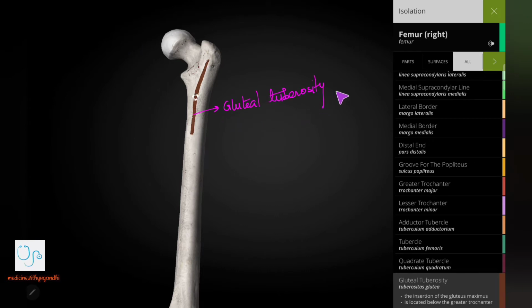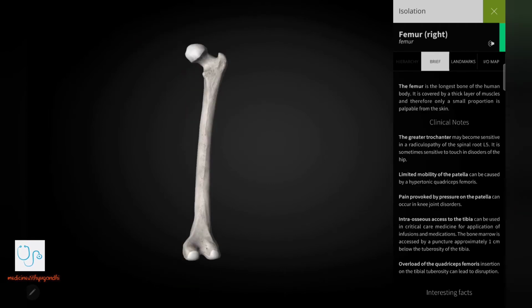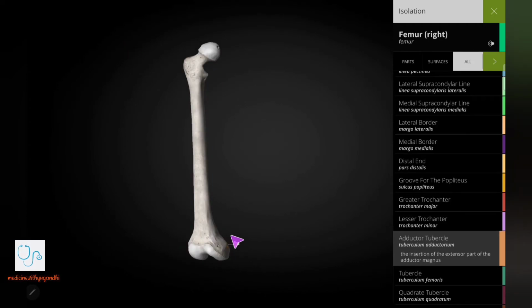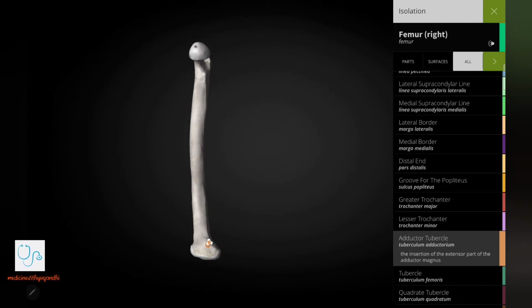Of course, this gluteal tuberosity is the place where the gluteus maximus also gets inserted along with the adductor magnus muscle. And what you are seeing here, this is the linea aspera. This is the medial lip of the linea aspera, and this is the lateral lip of the linea aspera. And this medial lip of the linea aspera continues as the medial supracondylar line, and this lateral lip continues as the lateral supracondylar line. And this part, what you are seeing here, is the adductor tubercle. This landmark has an important feature, that is the femoral artery continues as the popliteal artery at adductor tubercle.